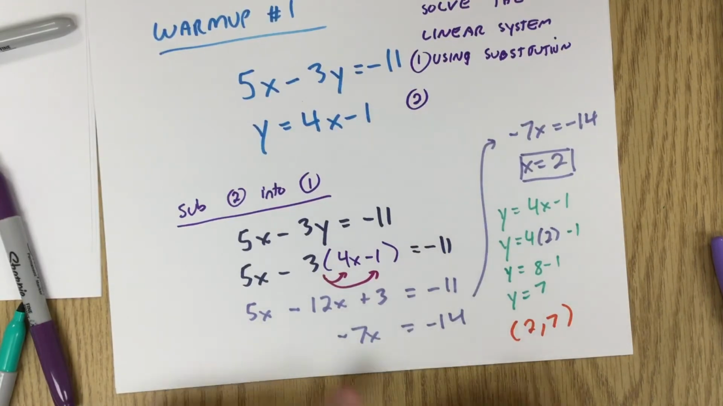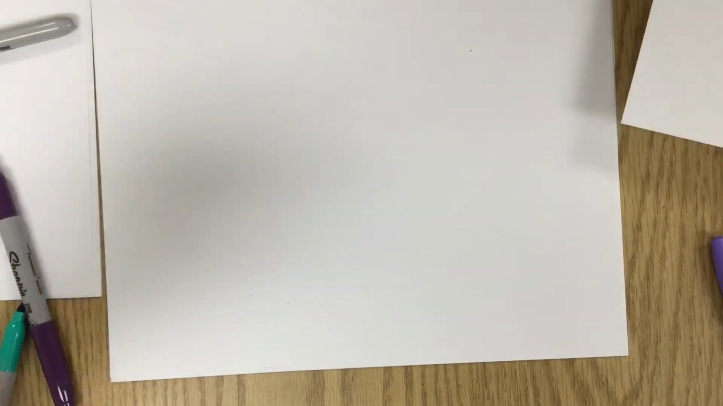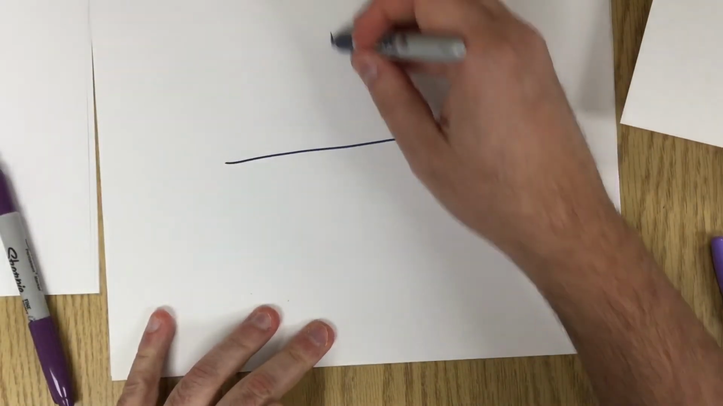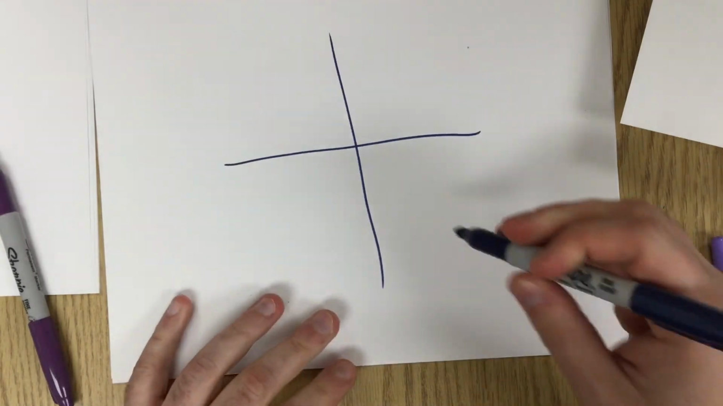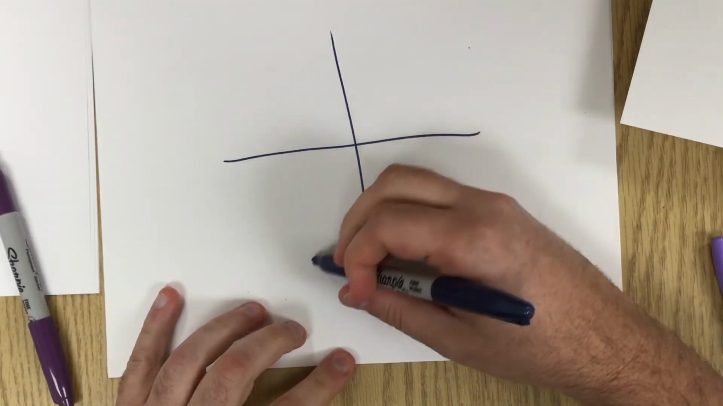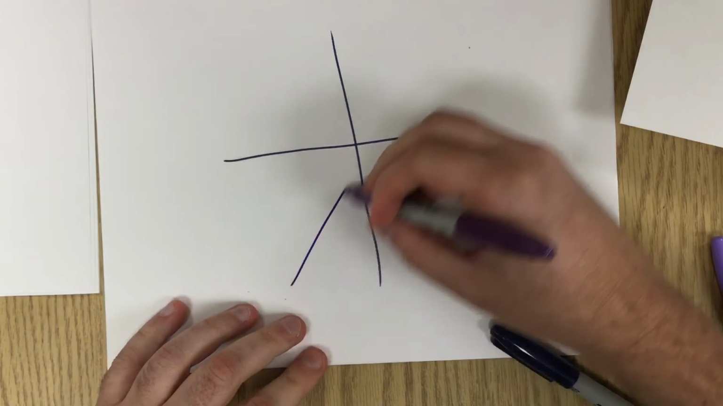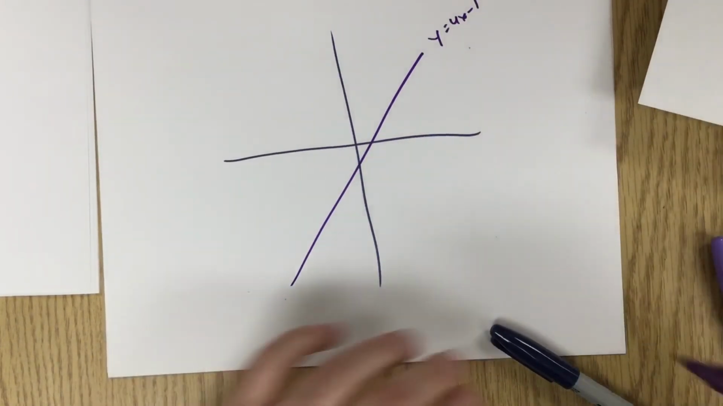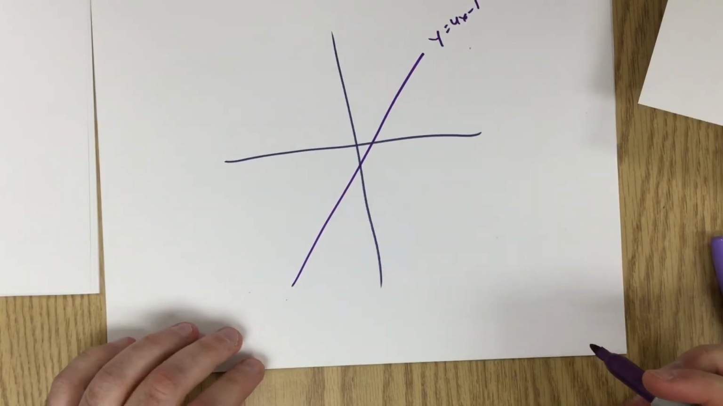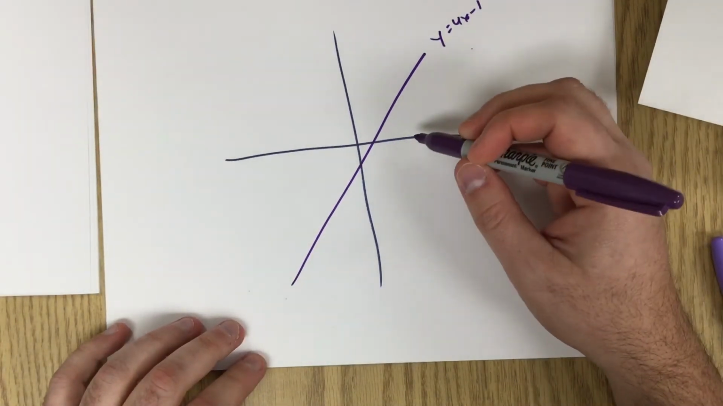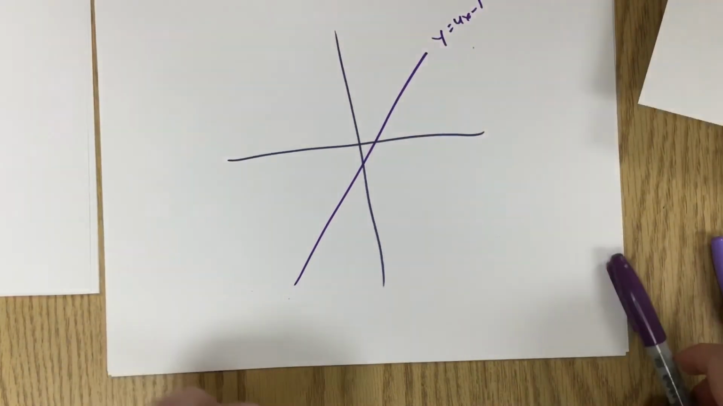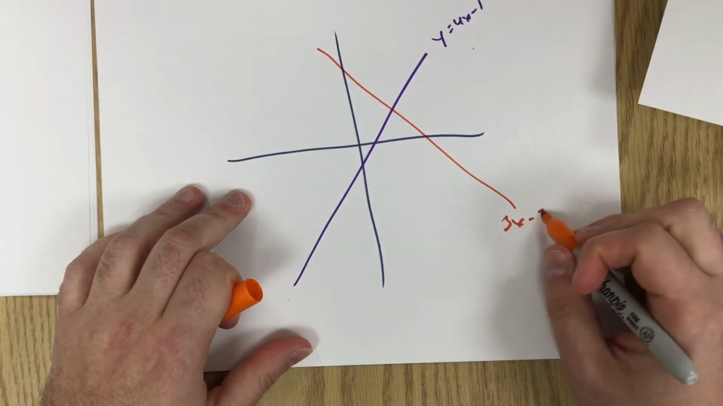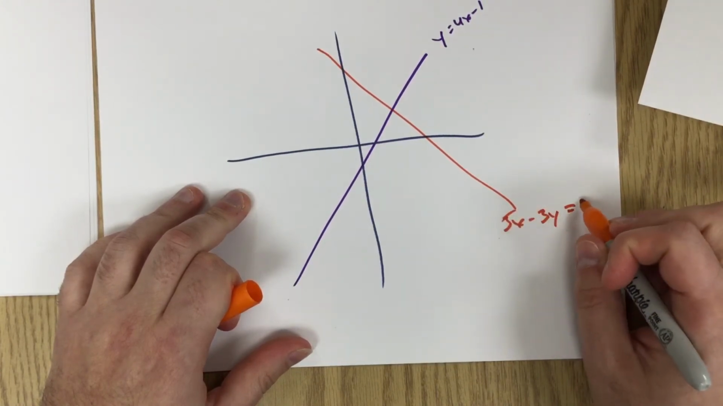Graphically speaking, that also means something as well. What it means graphically is that, we're going to do this really roughly, 4x minus 1 looks something like this. Y equals 4x minus 1. And then 5x minus 3y is going to be something like this. And that's 5x minus 3y equals negative 11.